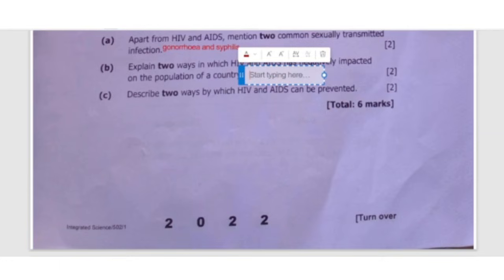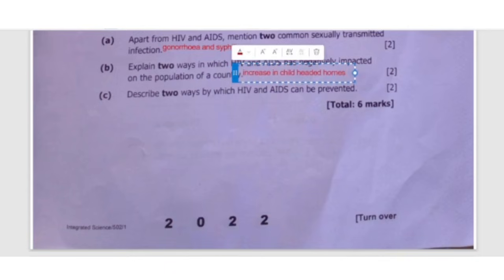So one, there is an increase in child-headed homes. What I mean here is that a child becomes the leader of the home. The child who is supposed to be taken care of starts making plans as a parent and taking care of the family, because the father and mother have passed away from HIV or AIDS.